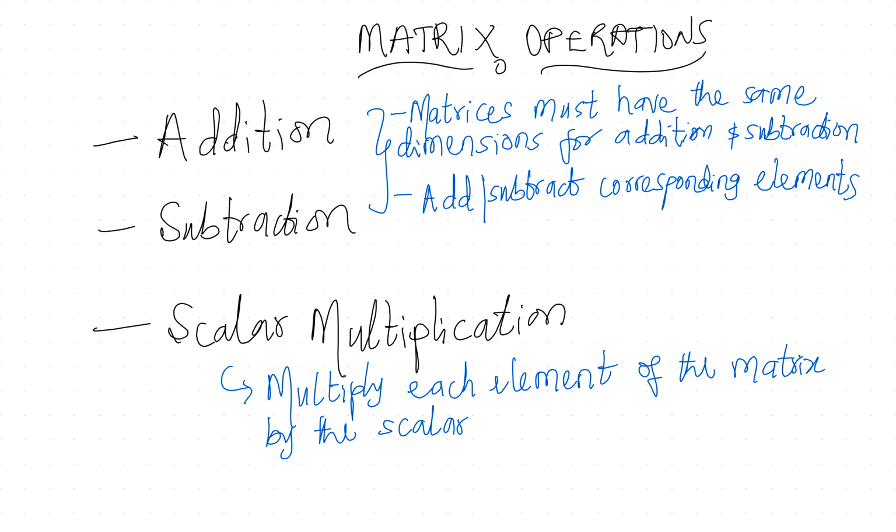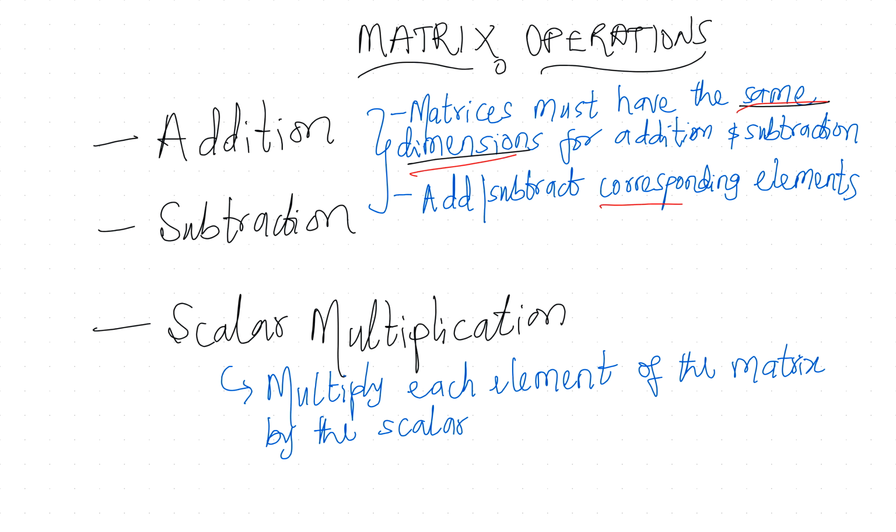And of course, for you to add or subtract two or more matrices, they must have the same dimensions. Then you add and subtract corresponding elements. So matrix addition and subtraction is only possible for matrices with the same dimensions. Same dimensions are required, and the addition and subtraction are done on corresponding elements.